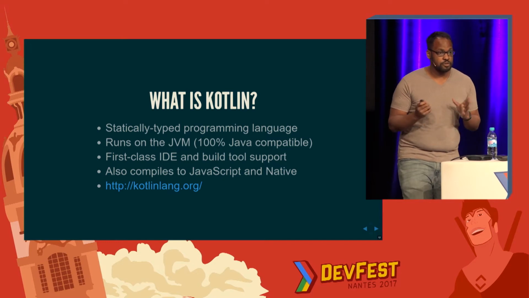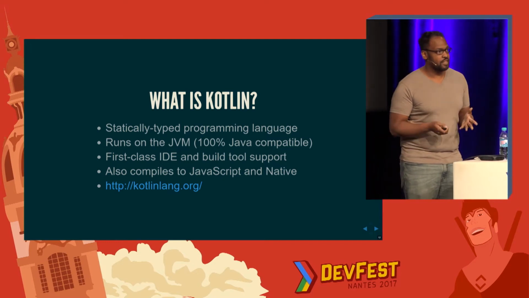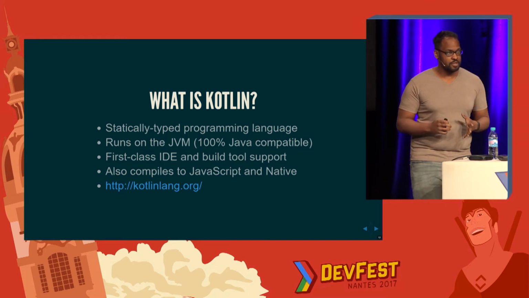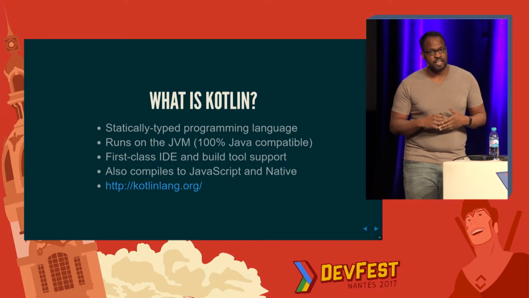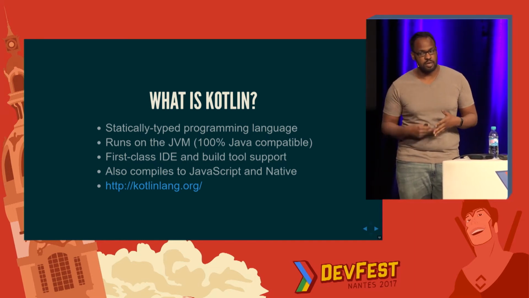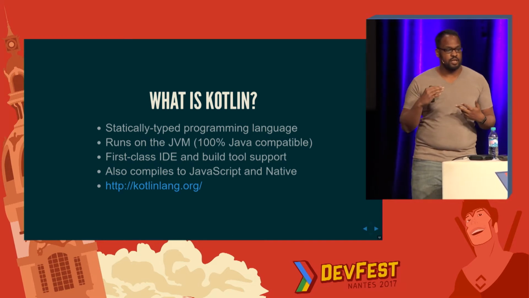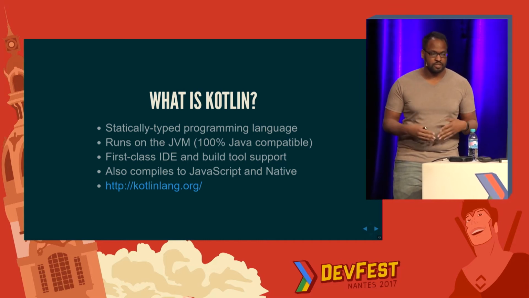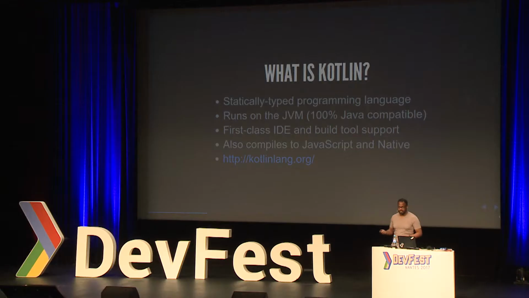So for those of you that may not know, Kotlin is a statically typed programming language for the JVM. It's 100% compatible with Java, which is awesome because we can use it in Android. It has first-class IDE support in IntelliJ IDEA, and also Android Studio, of course. And then it can also compile to JavaScript or native code. And here's a link for the docs.